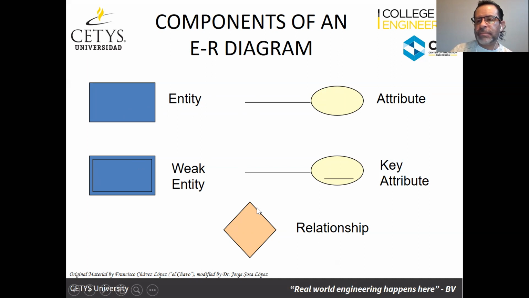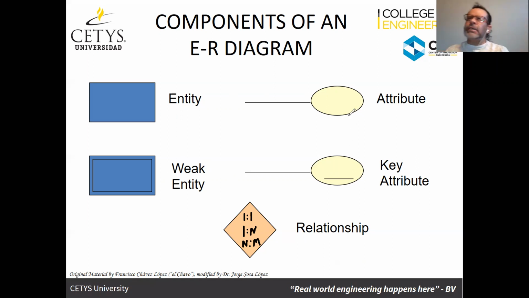Relationships are represented with this diamond shape, and inside the diamond shape we're going to identify the type of relationship that we're talking about. So we're going to say here if it is 1 to 1, 1 to n, or n to m. And attributes are represented with these circles and a line connecting to the entity, and we put the name of the attribute in here. If it's a primary key attribute or a key attribute, then we underscore it.